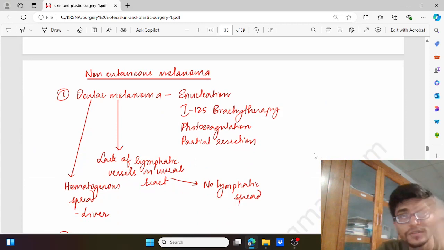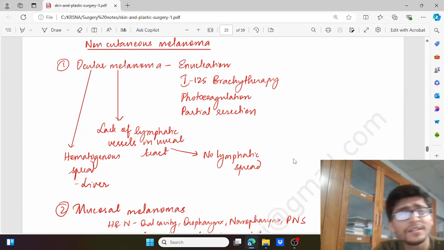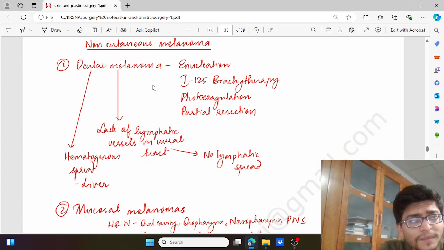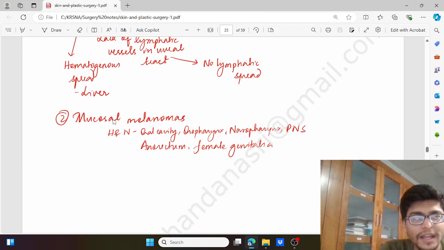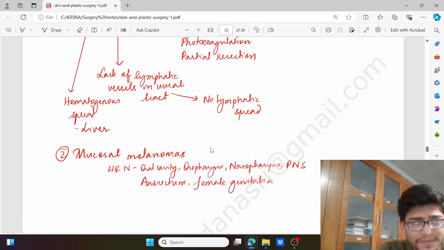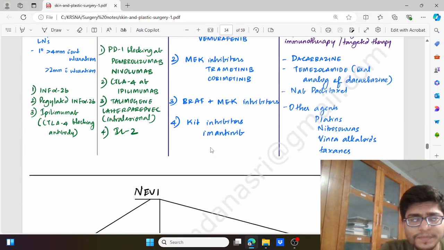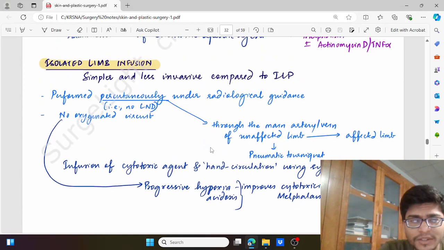And non-cutaneous melanomas, just a brief, that is ocular melanoma. It has hematogenous spread to the liver. It lacks lymphatic vessels in the uveal tract, so no lymphatic spread. Treatment is done by enucleation, I-125 brachytherapy, photocoagulation, and partial resection. And the mucosal melanoma can involve head, neck, oral cavity, oropharynx, nasopharynx, PNS, anorectum, female genitalia, and will need resection. So this was all about malignant melanoma, a very big topic.